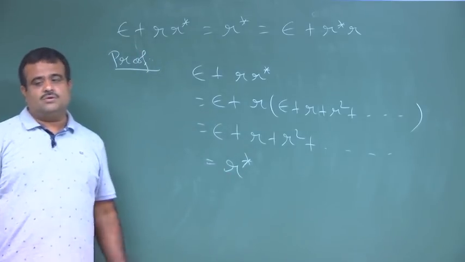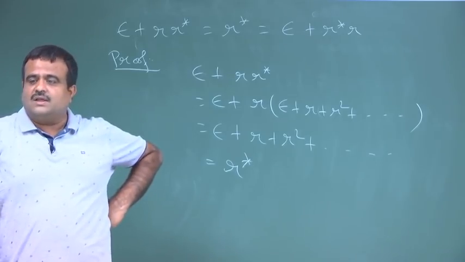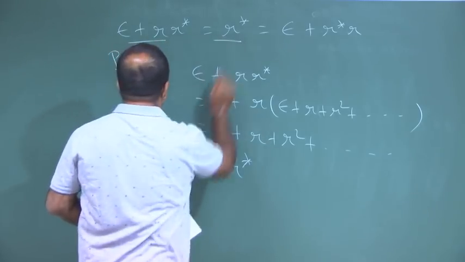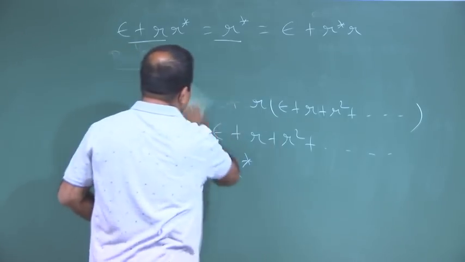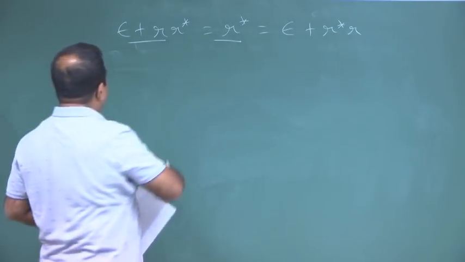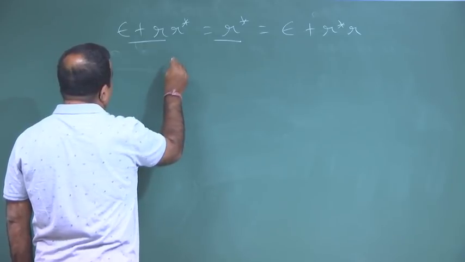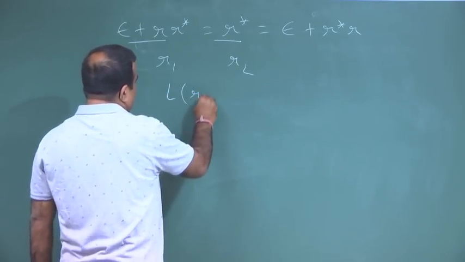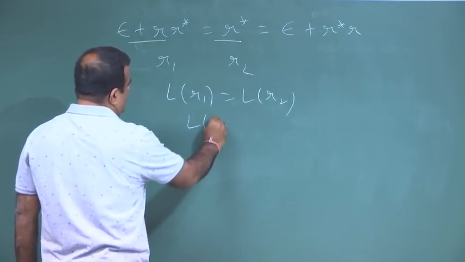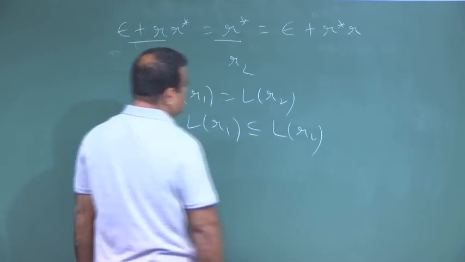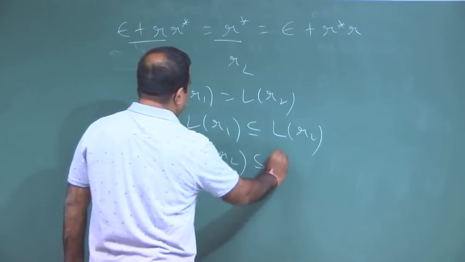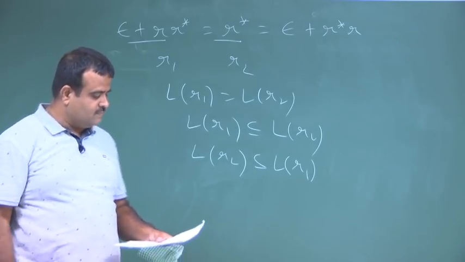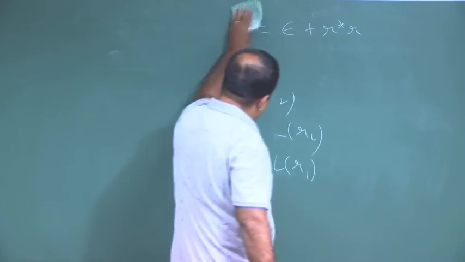Unless we show convergence, we cannot simply assume this, but we can prove it more formally. Say we want to prove this equal to this, that means two sets are the same. Say this is R 1 and this is R 2, we have to show R 1 equal to R 2. So we need to show the language of R 1 equal to the language of R 2. How to show this? We have to show this is a subset of this, and this is a subset of this. Then we can say these two sets are the same. This result we will be using in this lecture.